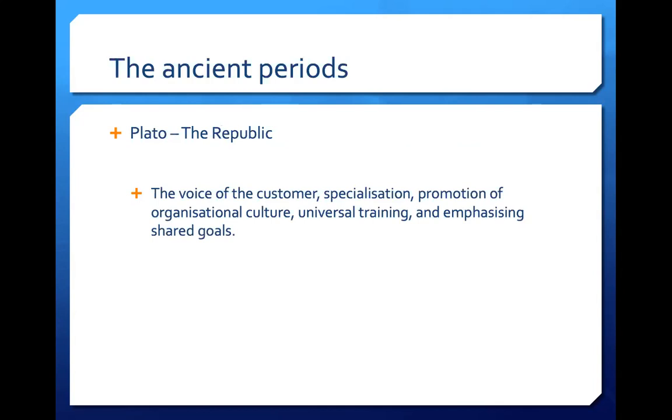There are a couple of thoughts that I'd like to discuss in this instance. The first one is Plato, who authored the Republic. He suggested that the voice of the customer, specialization, promotion of the organizational culture, universal training, and emphasizing shared goals are critical. So that inspires us about management. We have been given some ideas about management actually from Plato.